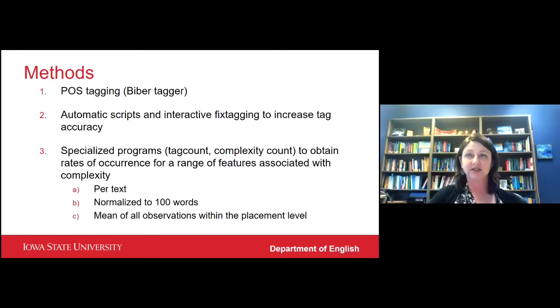The corpus was part of speech tagged using the Biber tagger, and then we used automatic scripts and manual or interactive fixed tagging to correct individual tags that were problematic. And then we ran specialized programs to obtain rates of occurrence for a range of features associated with complexity. We have per text counts that are normalized to 100 words. And then for each placement level, so B, D, and pass, we can take the mean and see the average frequency of use for all of those features.